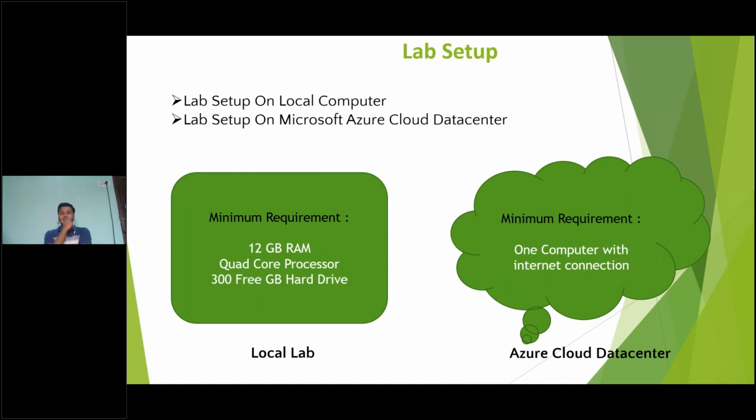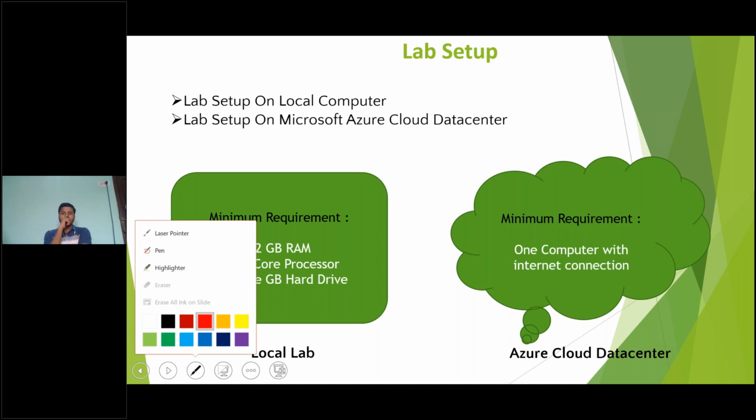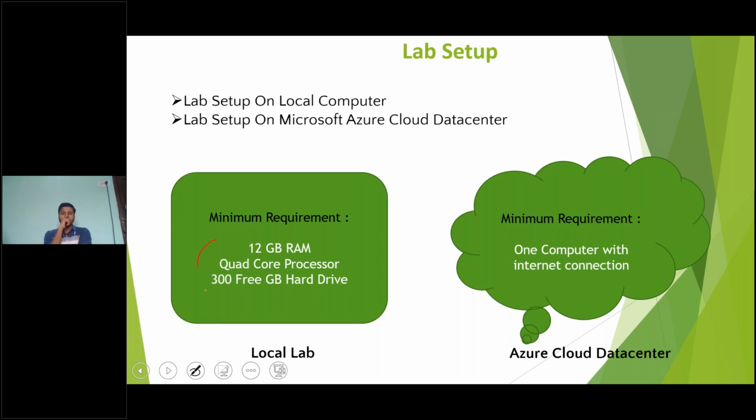Okay, so you have to have a minimum configuration, either on your local laptop or desktop. The lab needs this configuration. On your computer you need a minimum of 12 GB RAM, a quad core processor, and 300 GB of hard disk to create the lab on your local laptop or desktop. In case you don't have this configuration, then you can create your lab in Azure Cloud Data Center.